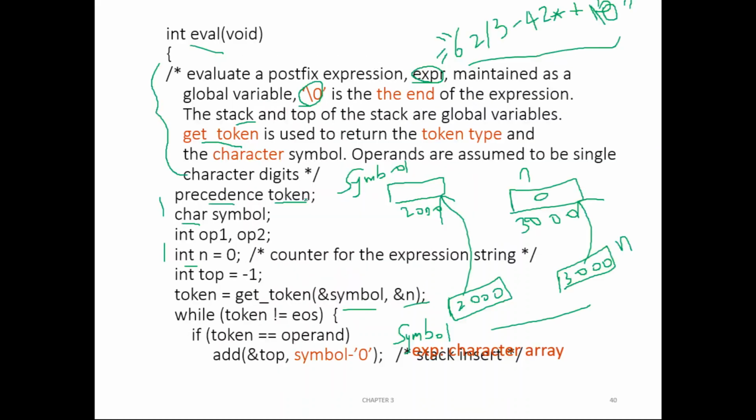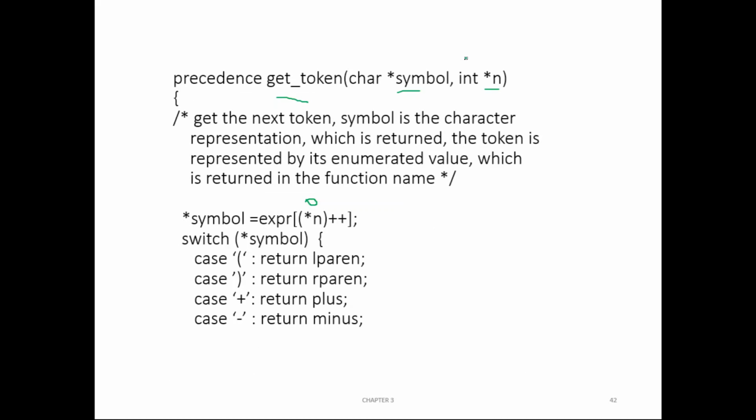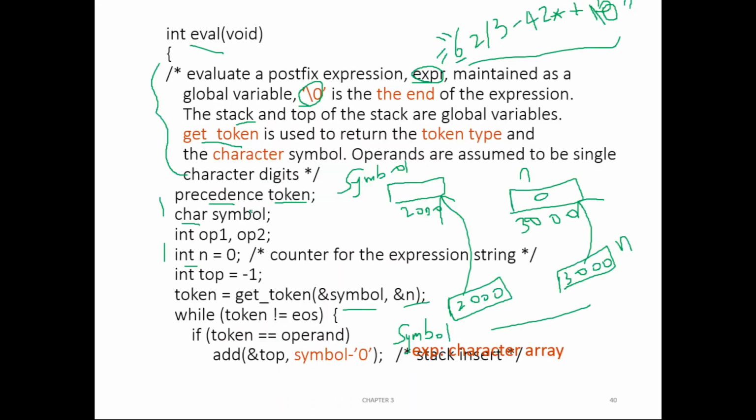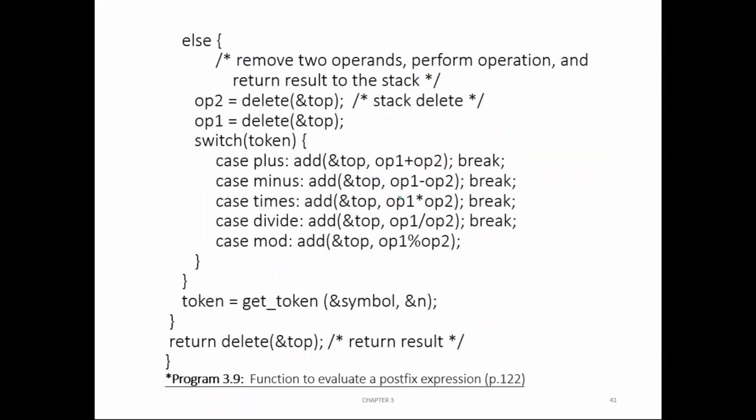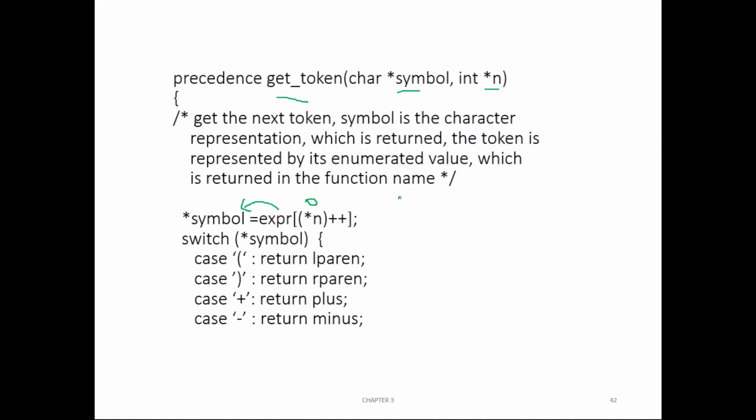Okay, so it is expression of 0. Already I said expression contains this. Expression of 0 is what? 6. So it means you are reading 6, the character 6. And that will now be stored in star symbol. What is star symbol? Value at symbol. So what is symbol? Symbol is 2000. Star symbol is here. So here you are going to store 6. So now symbol contains 6. That is what it is doing first. Okay, now symbol is stored with 6.